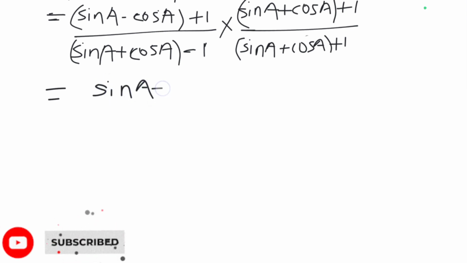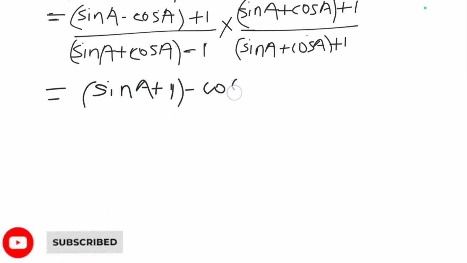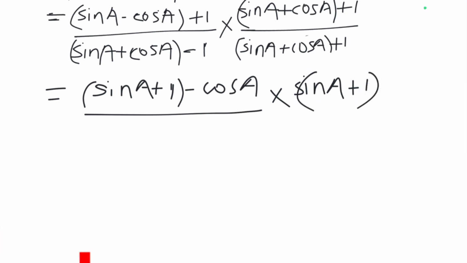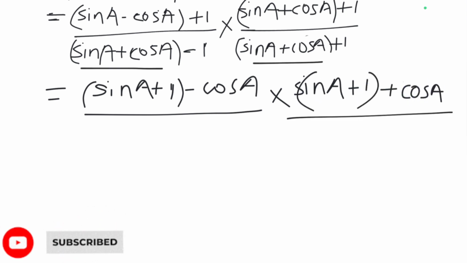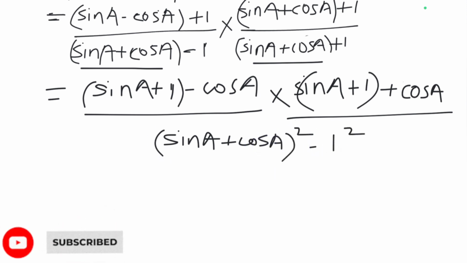sin A plus 1 and minus cos A, multiplied by sin A plus 1 plus cos A. It is sin A plus cos A minus 1 and sin A plus cos A plus 1. So can we apply the identity A square minus B square? Okay. So I will write here (sin A plus cos A) whole square minus 1 square simply.